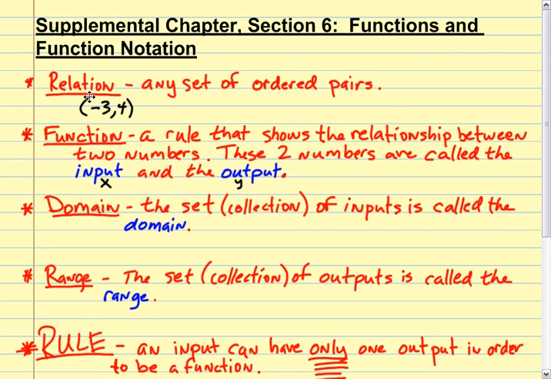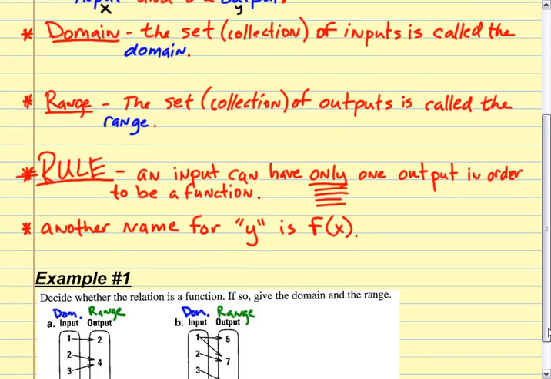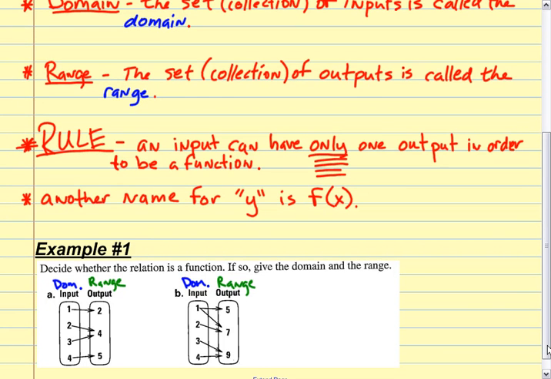Now, I know you can see down here this big capital letter rule for a function. Well, let me just read it as I have it here. Here's a rule, an important one, okay? An input can have only one output in order to be a function, okay? So when I put a number in, I can only get one number out.